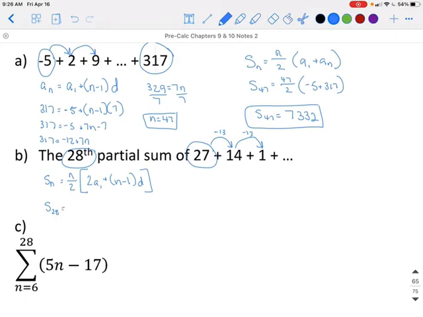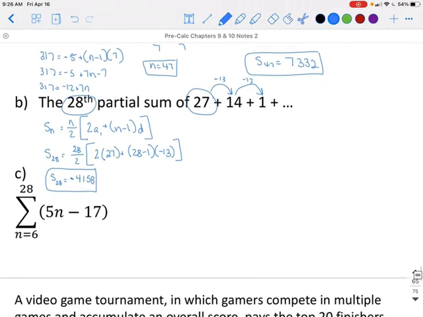So if we're finding the 28th term, we're going to do 28 over 2 times 2 times our first term, which is 27, plus n, we know it's the 28th term, minus 1, times our common difference, which is negative 13. And that's going to give you a sum of negative 4,158.